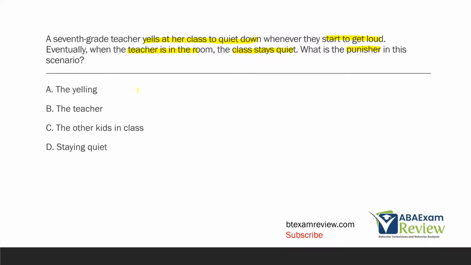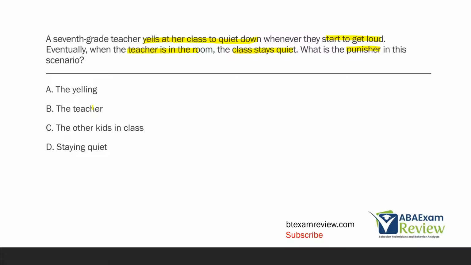Well, it's going to be the yelling. Be careful about picking the teacher. The teacher just being in the classroom wasn't preventing the students from getting loud. What prevented or stopped or reduced the students' loud behavior? It was the teacher's yelling. Now, again, this might seem overly specific and overly picky, but we have to be specific and picky. The yelling is the punisher. The teacher is simply a stimulus. Now, why does the class stay quiet?